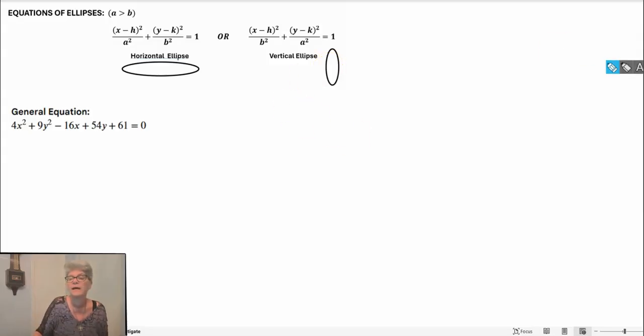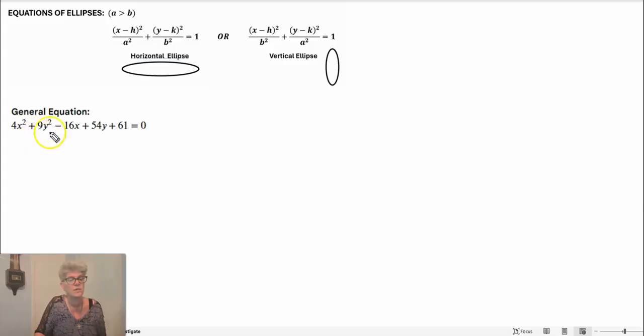Now, again, different textbooks give different presentations. What I'm used to teaching is this is always true, that A is always bigger than B, and then you have two different presentations. If your larger denominator is underneath the x term, you will get a horizontal ellipse. If your larger denominator is underneath the y term, you will get this vertical ellipse. Okay, so that's the presentation that I'm going to be using.